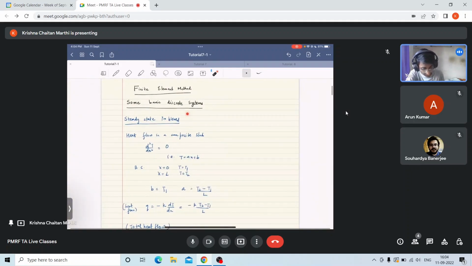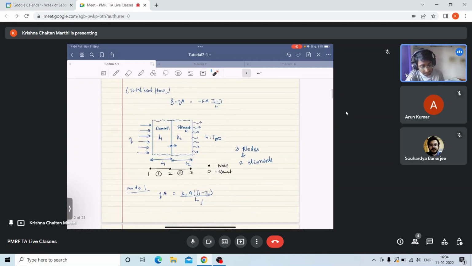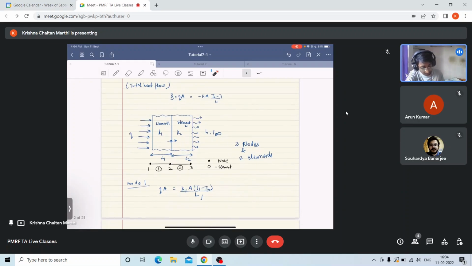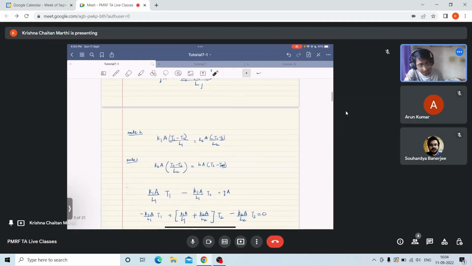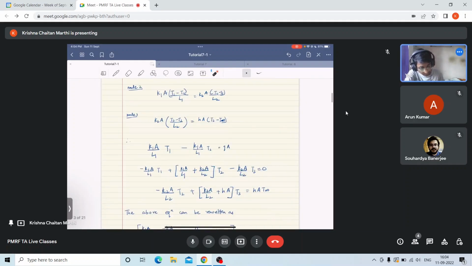We are considering discrete systems, and these are steady state problems governed by the equation d2T by dx square equal to 0. We are considering a composite slab having two different conductivities k1 and k2. We are seeing this system as two elements and three nodes, and we are writing the energy equation for node 1, node 2 and node 3.